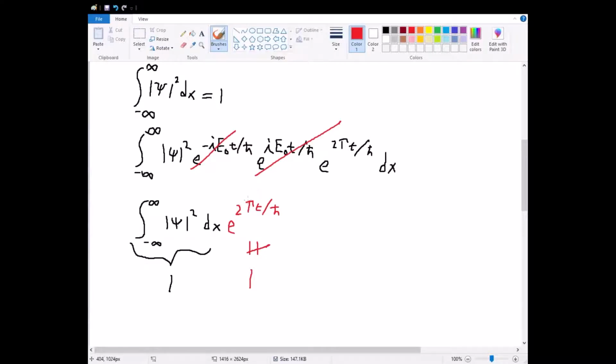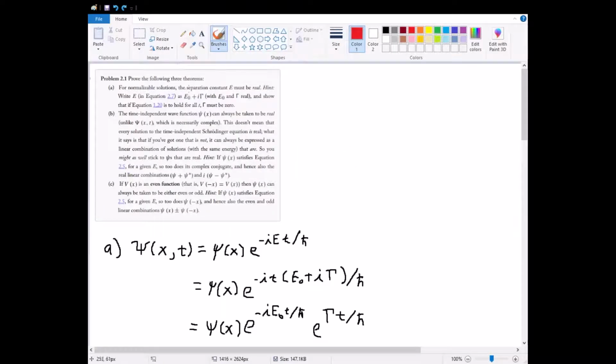If tau is any other value, then this might equal 1 for one point in time, but it will not equal 1 for any other point in time. Therefore, this solution is not normalizable. We cannot possibly enforce this requirement of the magnitude squared integrating over all of space to 1, because we have this extra e to the 2 tau t over h bar here that will not equal 1 except for very specific times, and it generally is not enough. So we have finished part A.